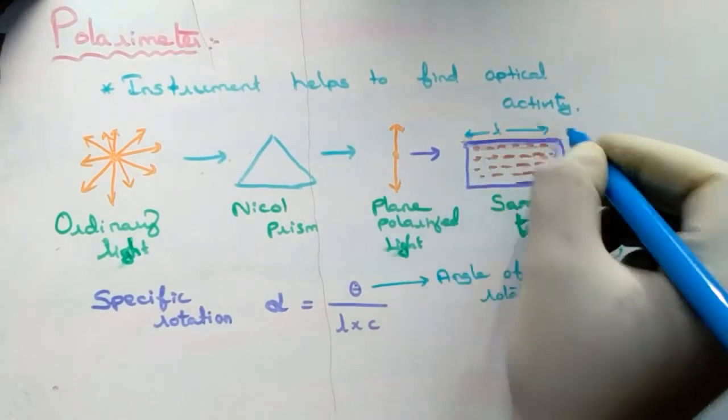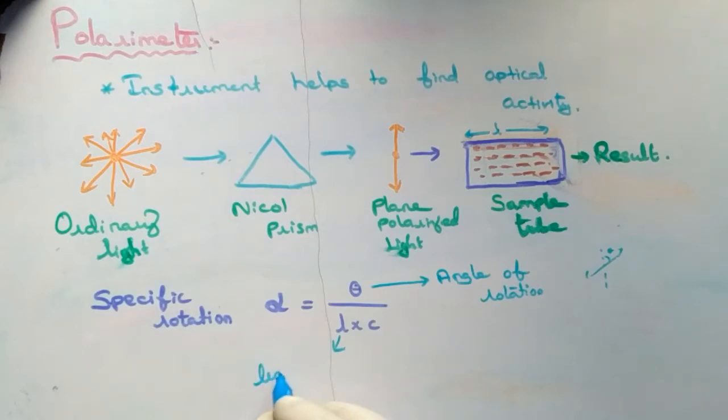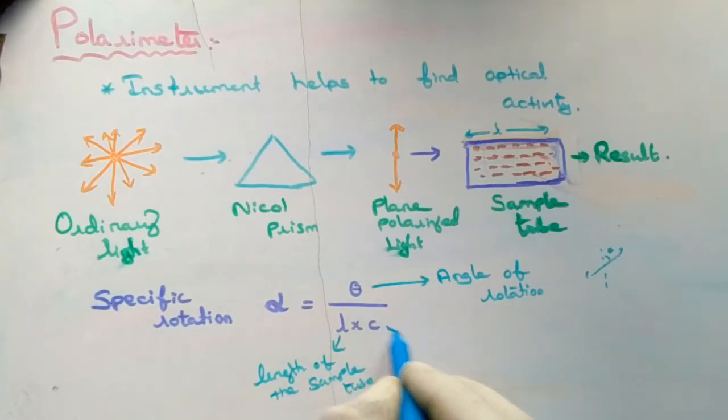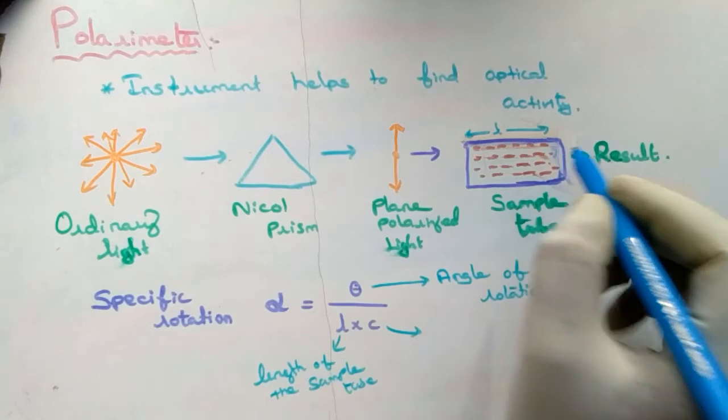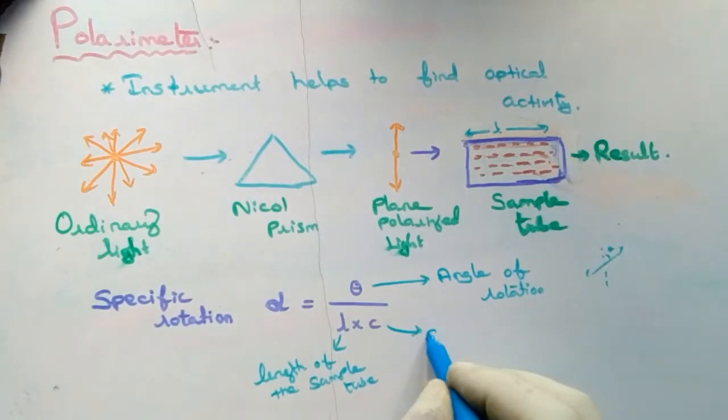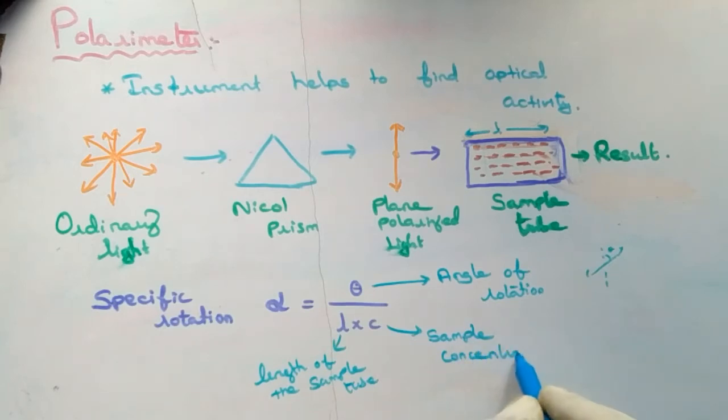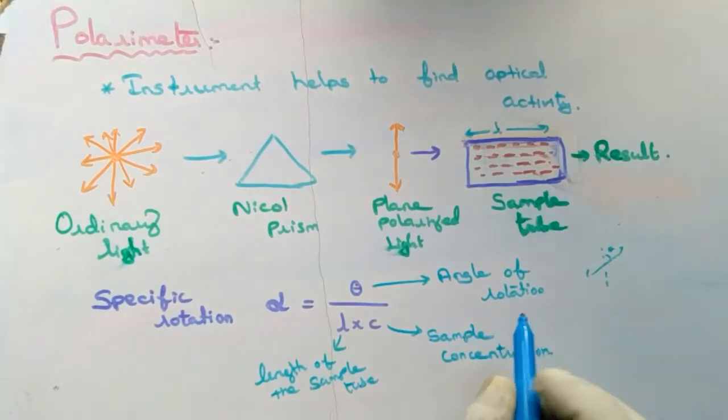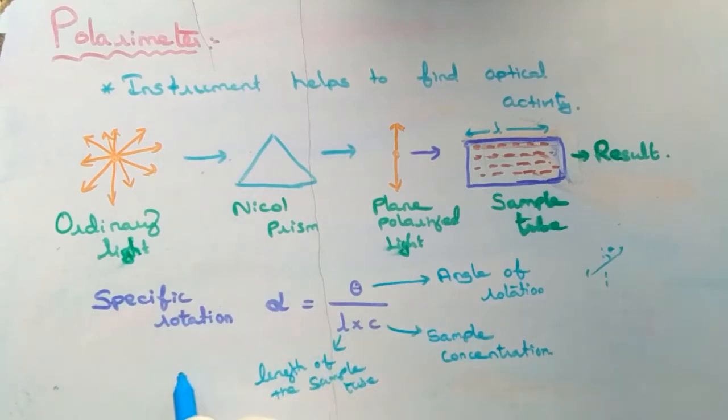Next, L. The sample container or the sample tube length is called L. Length of the sample tube is called L. Next, C. What is C? Concentration of the sample. So the sample will be taken in a particular concentration. That concentration is denoted by C. So alpha is equal to theta divided by L into C. Using this formula, we can find out whether the sample is D or L in nature.